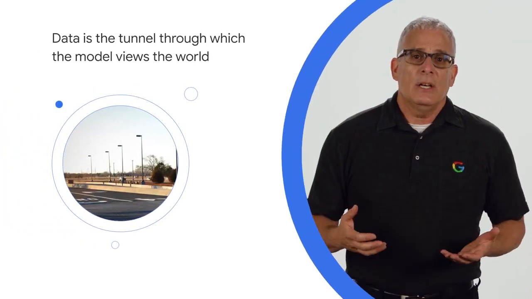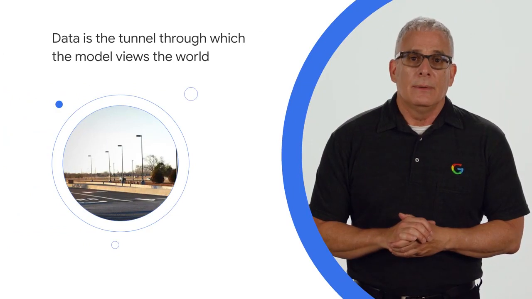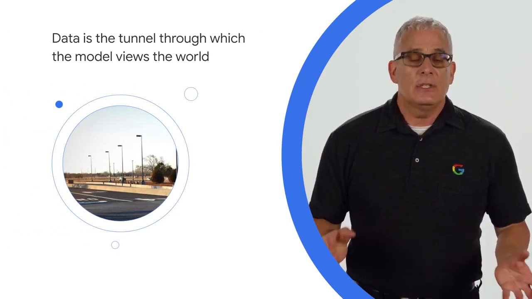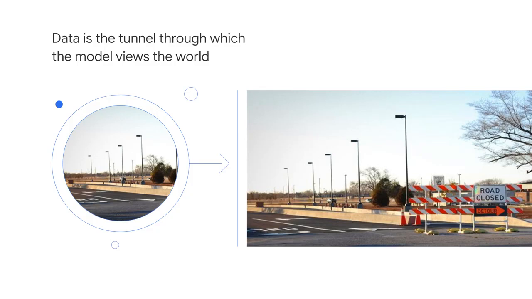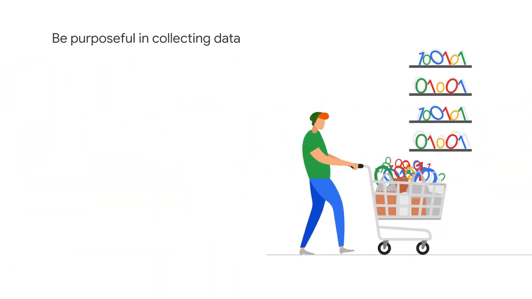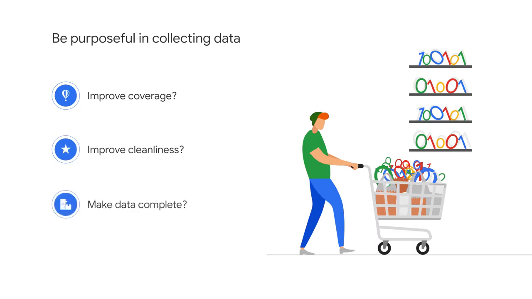Remember, data is the tunnel through which your model views the world. Anything the model can't see, it assumes doesn't exist. For example, if a model was given an image that only showed what's on the left, it might think the road was open and traffic free. In reality, if I show you the full image, the road is just closed. The good news is that most of these problems can be solved simply by getting more data. But you have to be purposeful in collecting that data. Do you need to improve coverage, improve cleanliness or consistency, or improve completeness?